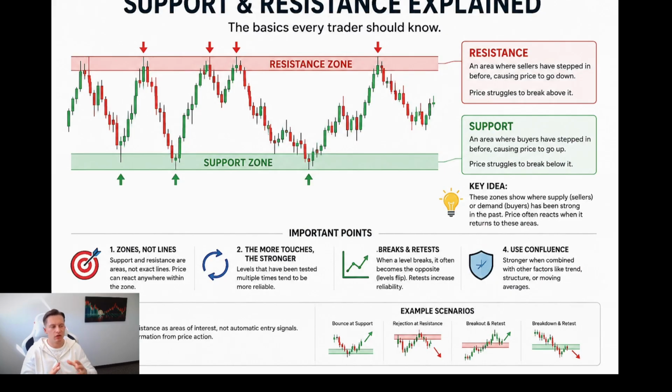Now let me explain what support and resistance levels actually are. Support is an area where the buyers previously stepped in, and resistance is an area where the sellers previously stepped in. That is pretty much it. These levels matter because traders remember them. If price rejected a level aggressively before, people pay attention when price comes back there again.